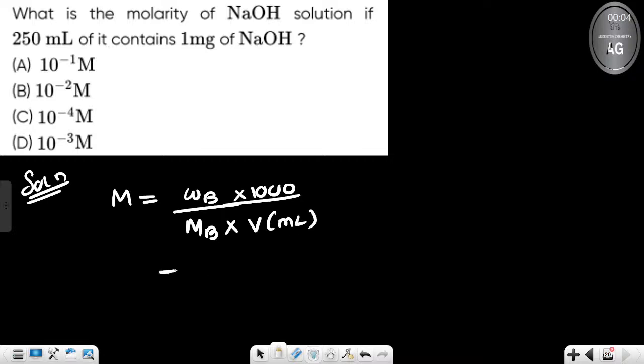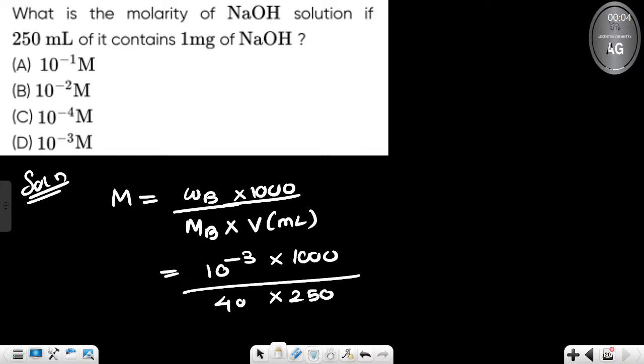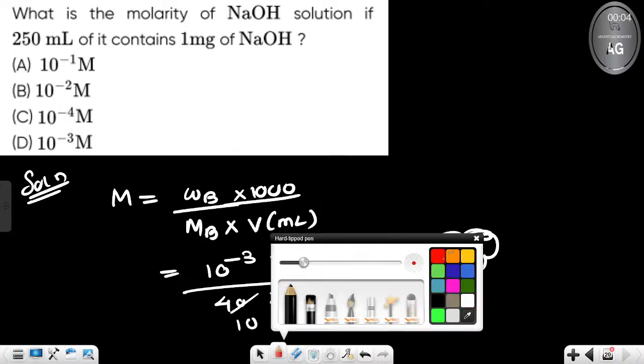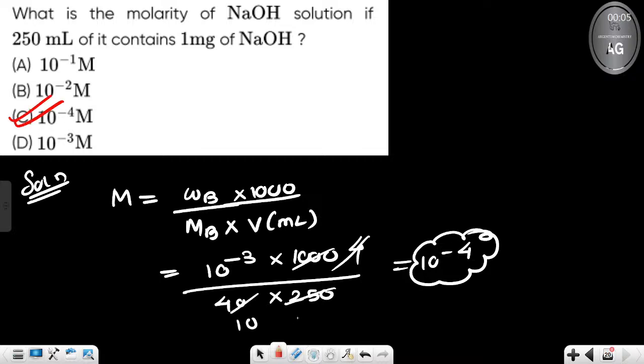Given weight is in milligram; to go from milligram to gram we multiply by 10 to the minus 3, into 1000, divided by 40 into 250. As far as I know 250 into 4 is 1000, so 1000 cancels, and the answer is 10 to the power minus 4. Absolutely correct, very good. 10 to the power minus 4, option C. Good.